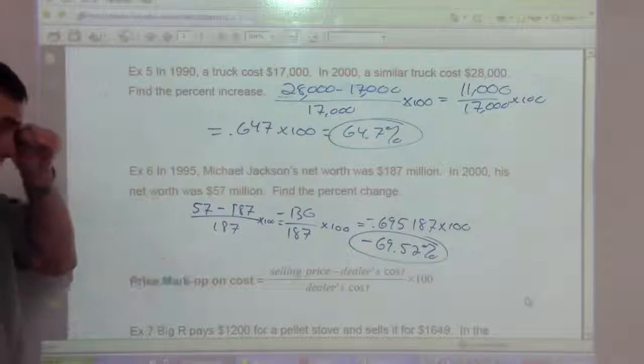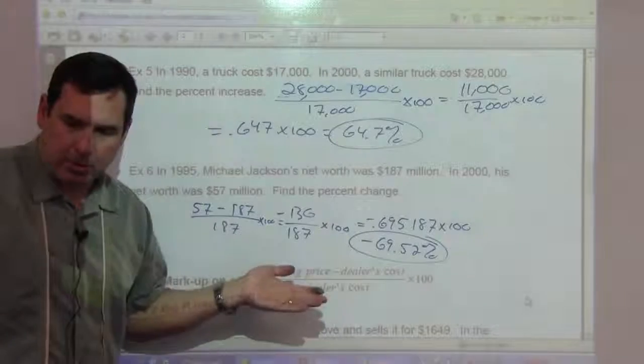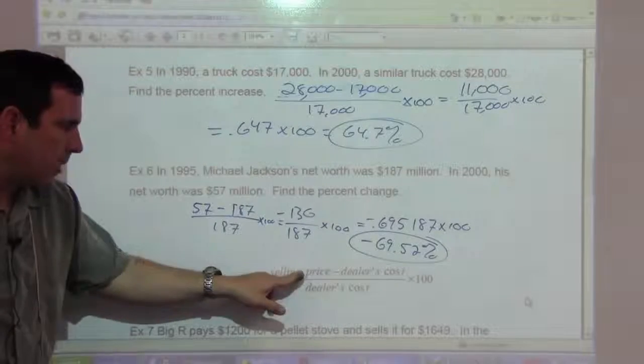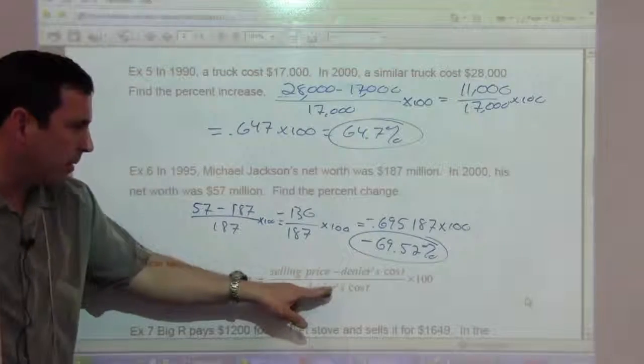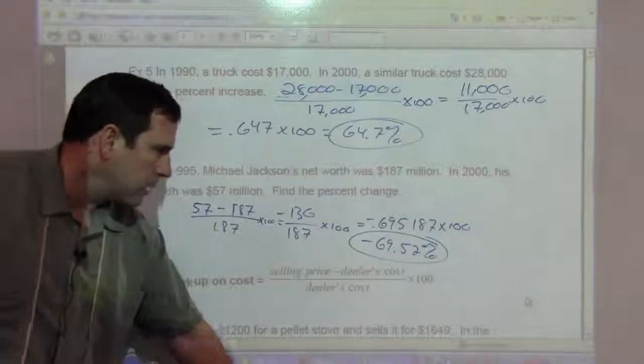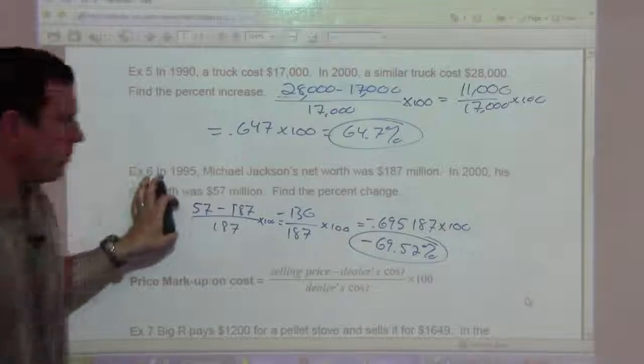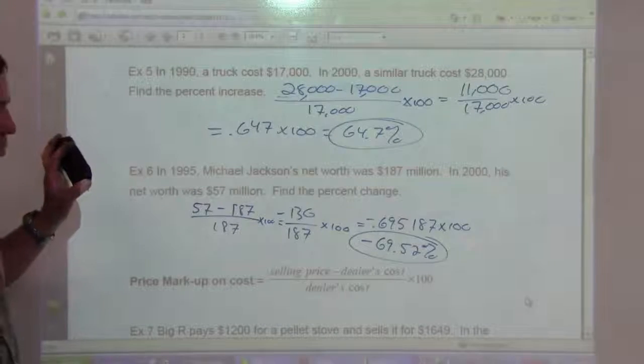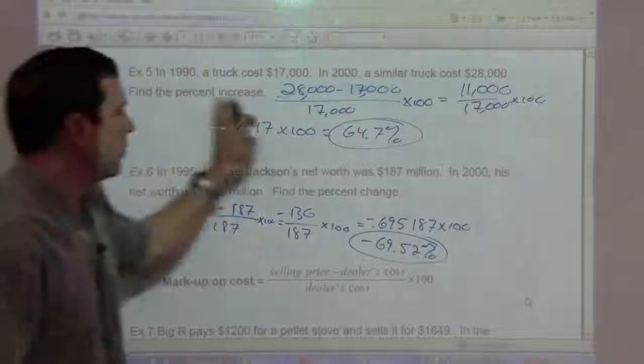Price markup on cost. Now, businesses have to make money. There's a price markup. It's the selling price minus the dealer's cost divided by the dealer's cost times 100. Kind of like the new minus old over old. I'm going to have to scroll this up, so feel free to pause. Okay.